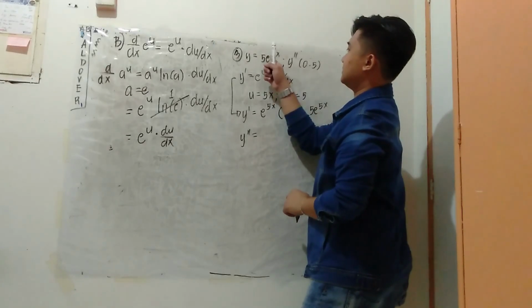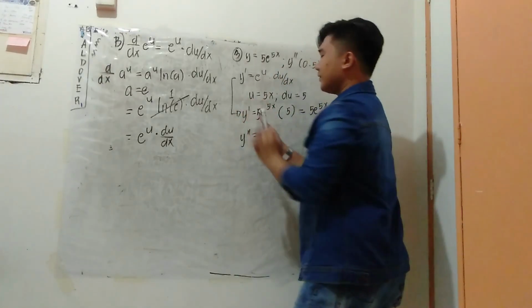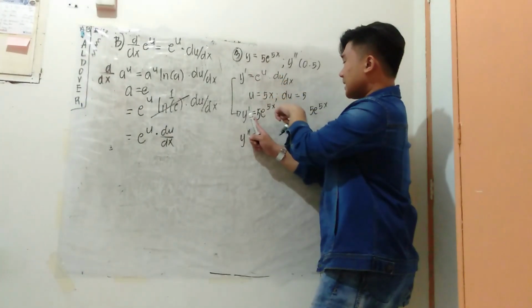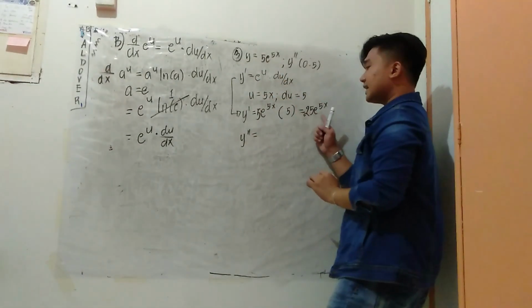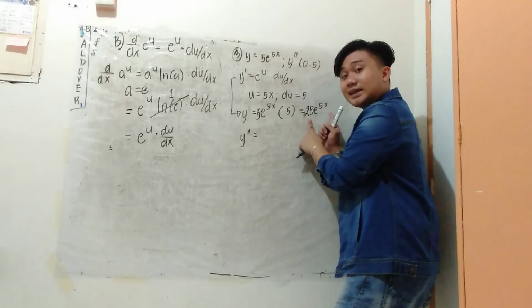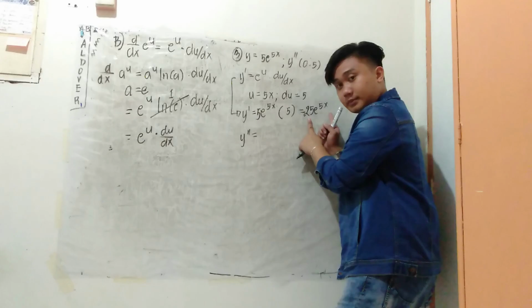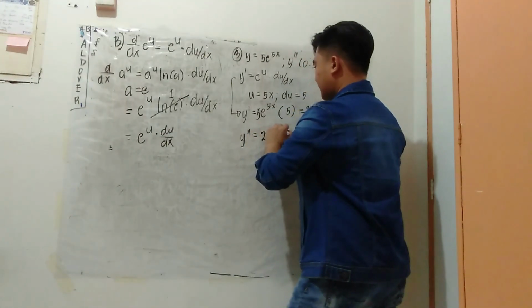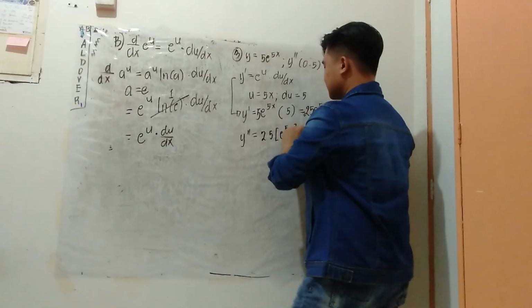Wait lang. May nakalimutan pala ako dito. May 5 pa to sa unahan. Ayun o. So, 5 times 5, that's 25e raised to 5x. So, ito yung i-differentiate natin. Okay? So, that's 25 times e raised to 5x.